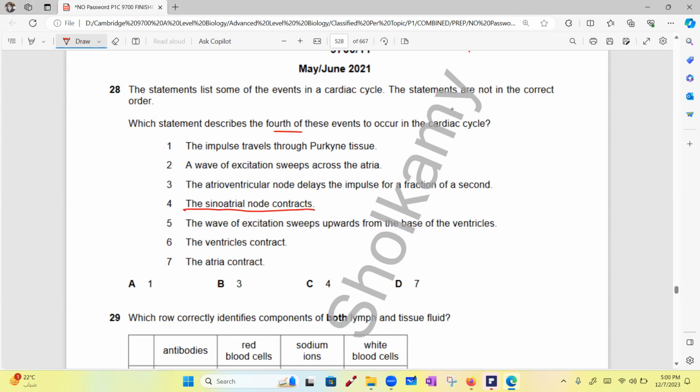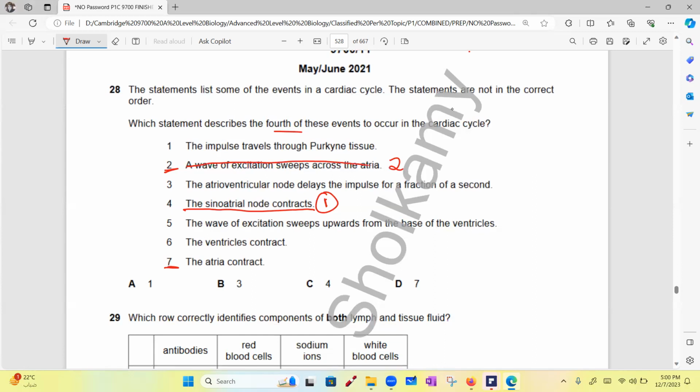Why do they say the sinoatrial node contracts? Because it is in the wall of the right atrium, and this wall is a muscular wall. So the sinoatrial node has to be number 1. When the sinoatrial node contracts, what will happen next? Choose between 2 and 7. A wave of excitation sweeps across the atria, or the atria will contract. What comes before what? A wave of excitation. Yes, of course. So this is 2.